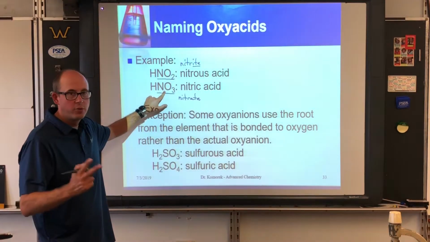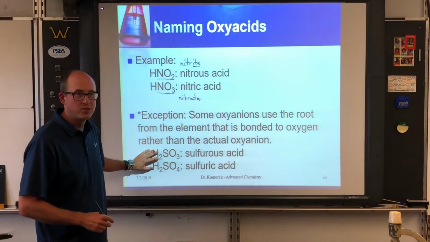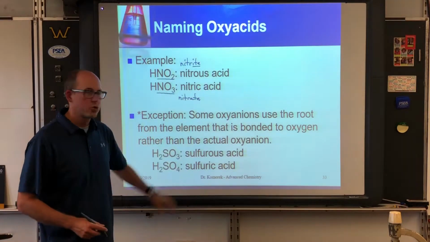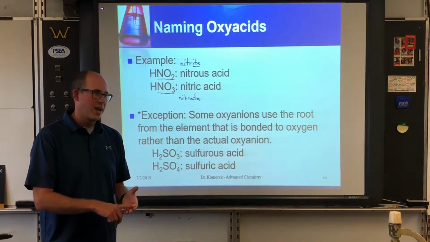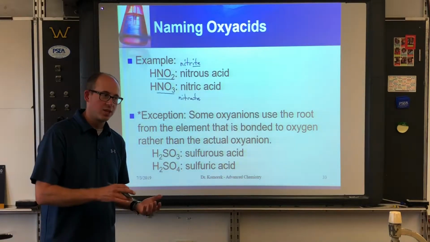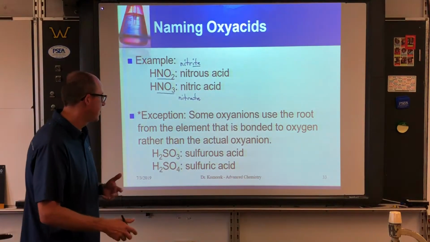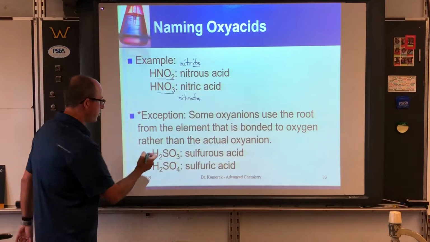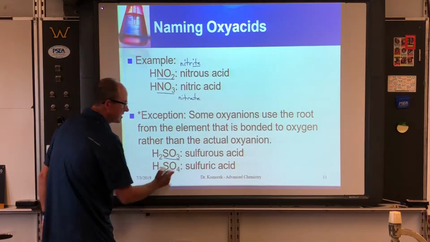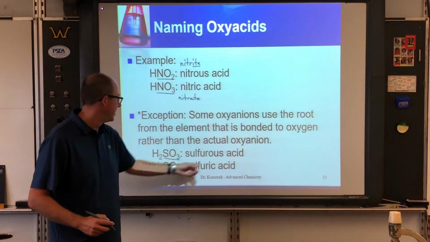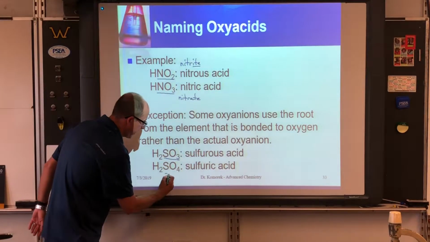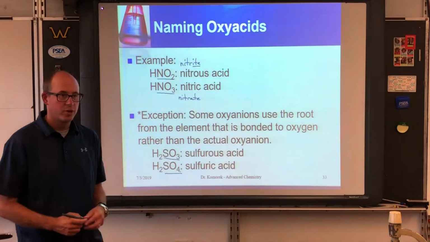There are two exceptions, one with sulfur and one with phosphorus. We don't strictly use sulfate, sulfite, phosphate, phosphite. We actually take the name back to the original element and then change the ending or add on the ending. So this one ends in sulfite. It doesn't become sulfus acid, it becomes sulfurous acid. And sulfate becomes sulfuric acid.